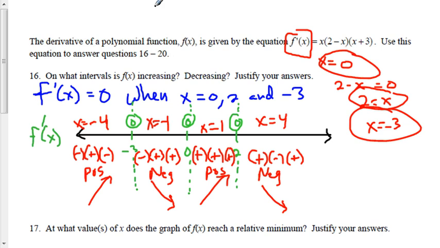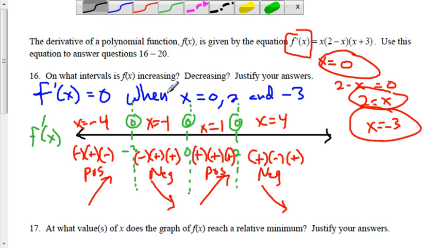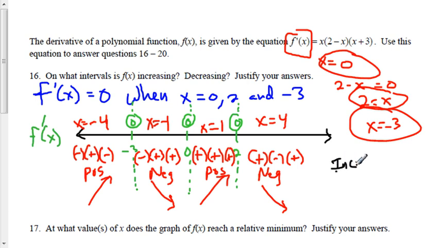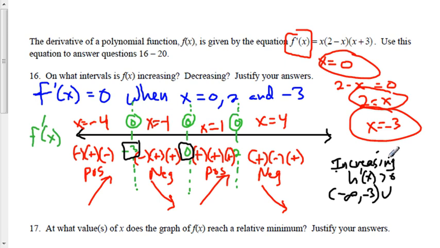So I still haven't even answered the question. It says where are the intervals increasing, where are they decreasing? Well, it's going to be increasing when the derivative is positive, and that is between negative infinity all the way up to negative 3, and then again it's going to be increasing from 0 to 2.